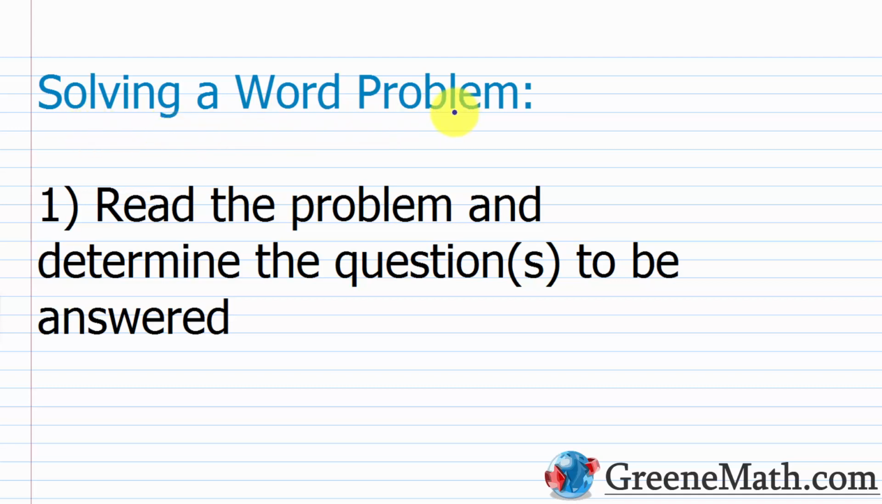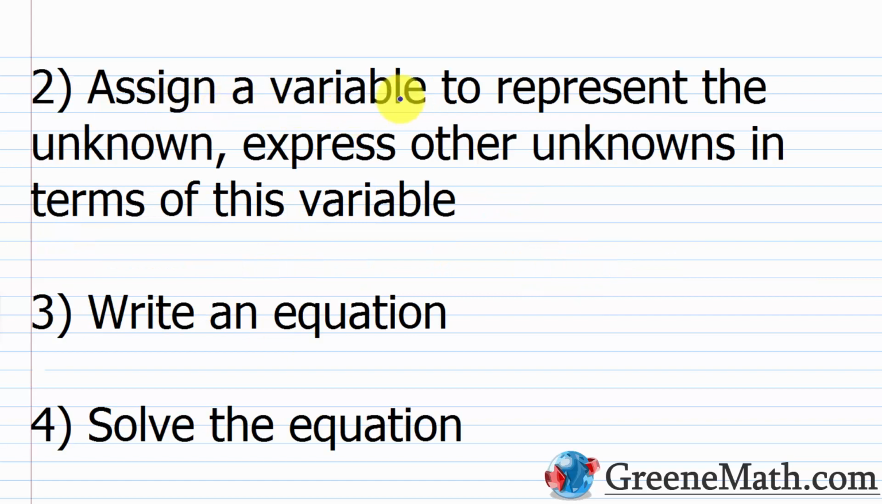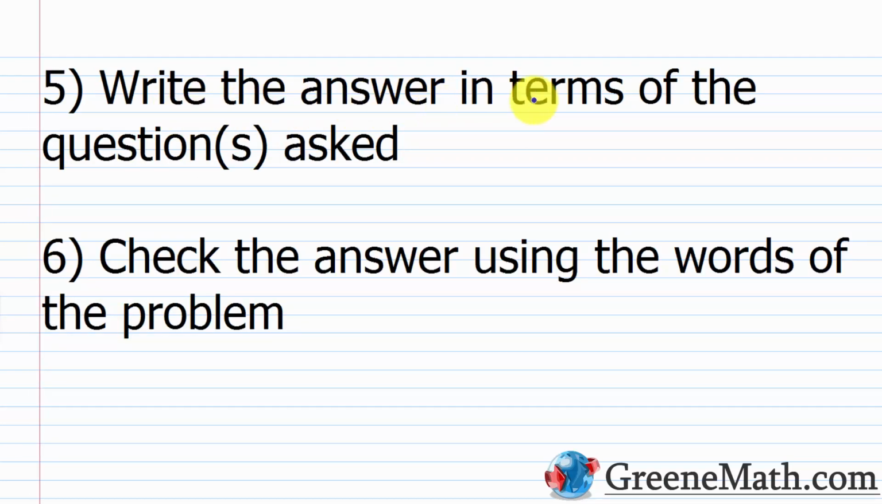For solving a word problem, as our first step, we want to read the problem and determine the question, or questions, to be answered. Then we want to assign a variable to represent the unknown. We're going to express other unknowns in terms of this variable. Then we're going to write an equation based on the scenario we're given. Then we're going to solve the equation. Then we want to write the answer in terms of the question, or questions, being asked.